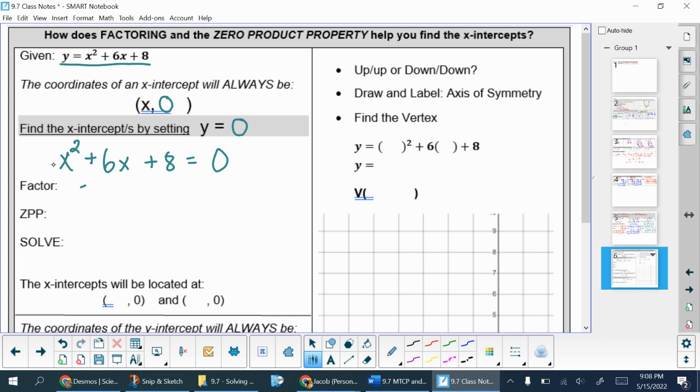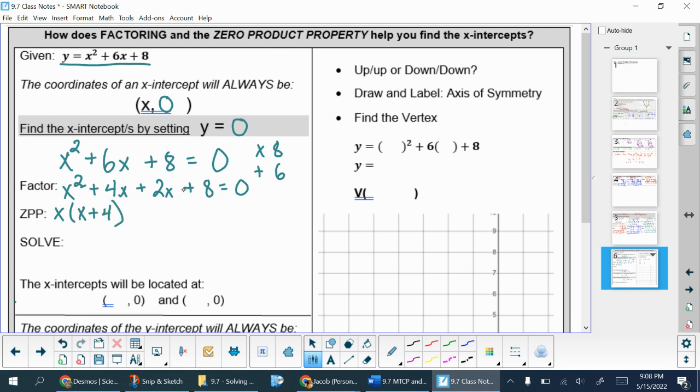Now I'm going to factor that. I'm looking for two numbers that multiply to 8 and add to 6. I think 4 and 2 are going to do it. So I'll factor it. I'm going to split that middle term up. X squared plus 4x plus 2x plus 8 equals 0. I'm leaving that equals 0 over there. You know I'm not dealing with it. I'll factor by grouping. A common factor there is x. I did not leave nearly enough room here, but that's okay.